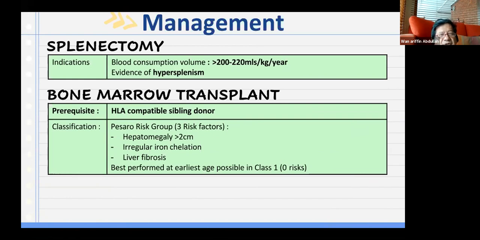Bone marrow transplant is the only curative treatment. And in Malaysia, there are two centers which can do bone marrow transplant. So this should be offered to the patient. If they refuse bone marrow transplant, then only you opt for transfusion and chelation. Okay?